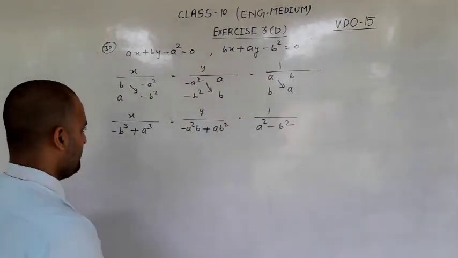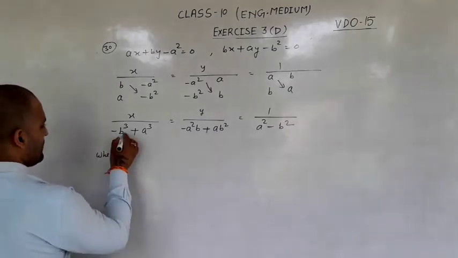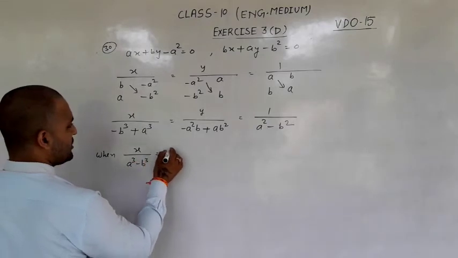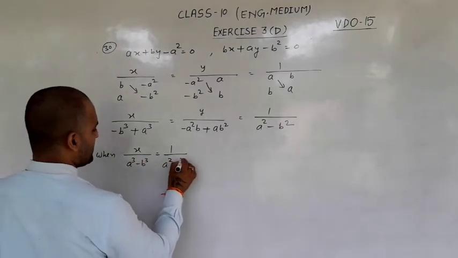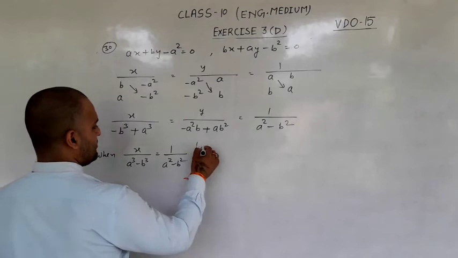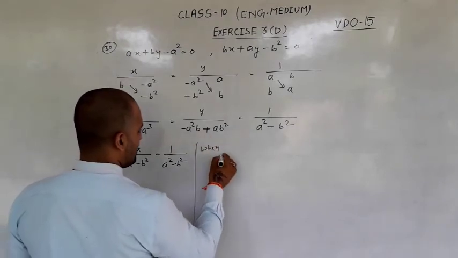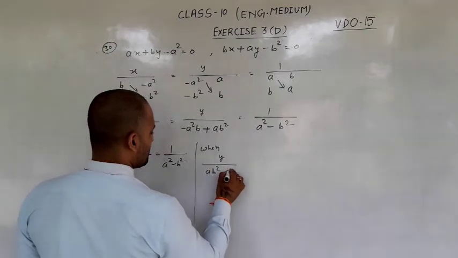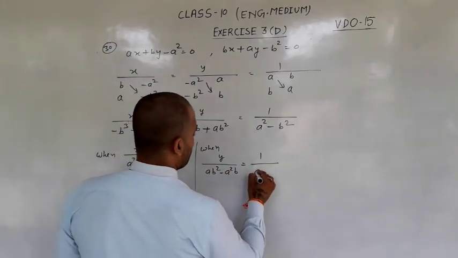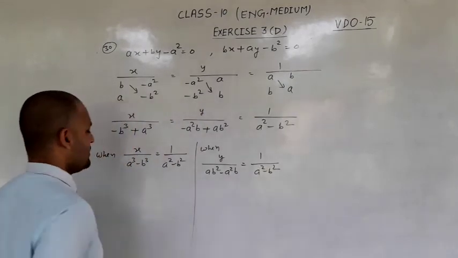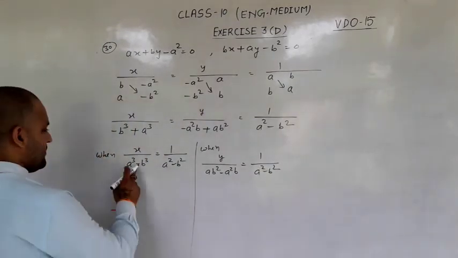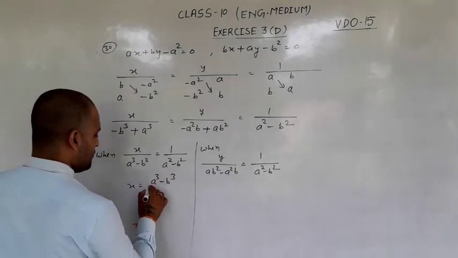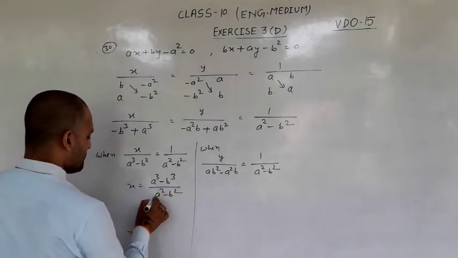Now x upon a cube minus b cube is equal to 1 upon a square minus b square. That is your first equation. And the second is y upon ab square minus a square b is equal to 1 upon a square minus b square. Now see, we are forwarding here. That will be x upon a cube minus b cube upon a square minus b square.